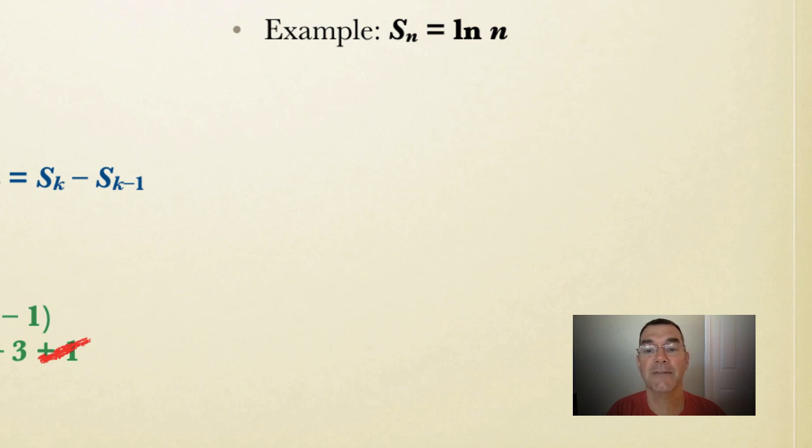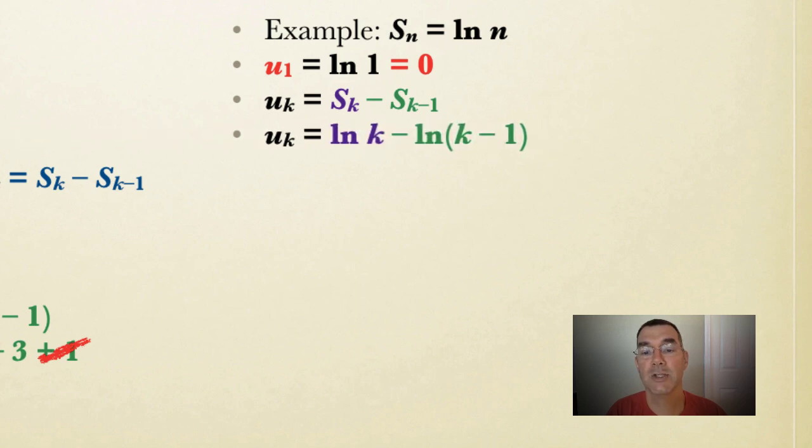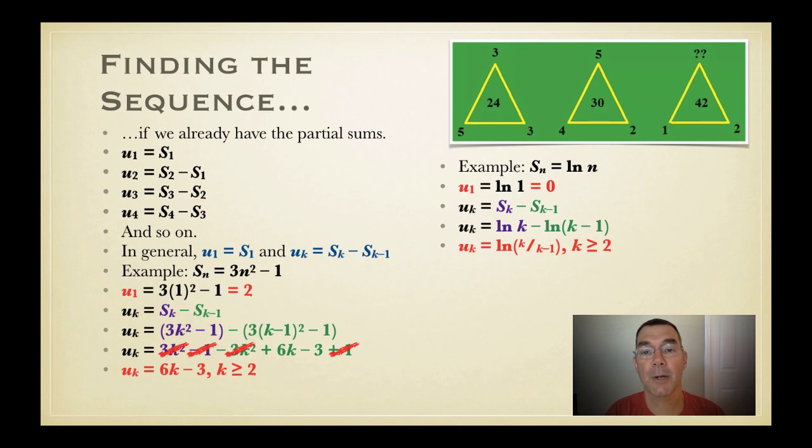Another example: if the nth sum is the natural log of n, then the first term is the natural log of 1, which is 0. The kth term is going to be the kth sum minus the (k minus 1) sum, so that's the natural log of k minus the natural log of k minus 1. If you remember your properties of logarithms, when you subtract logarithms, you can divide the arguments. So the kth term is the natural log of k over k minus 1. So that's that sequence. The first term is 0, and every term after that is the natural log of k over k minus 1. All right, so that is partial sums.